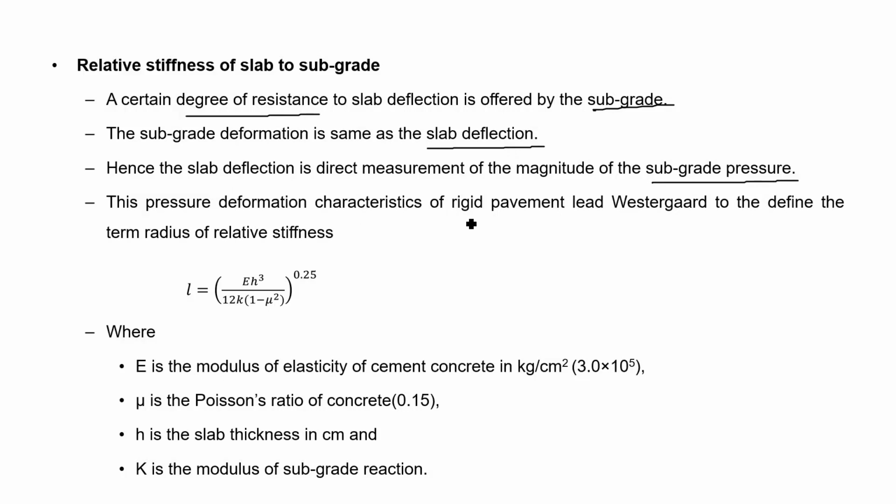This pressure deformation characteristics of rigid pavement led Westergaard to define the term radius of relative stiffness, which is equal to L equal to (E H cubed divided by 12 K (1 minus mu squared)) to the power 0.25, where L is the radius of relative stiffness, E is the modulus of elasticity of cement concrete, H is the slab thickness, K is the modulus of subgrade reaction and mu is the Poisson's ratio of the concrete.